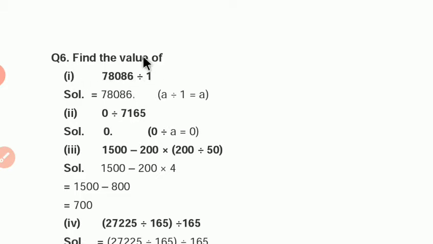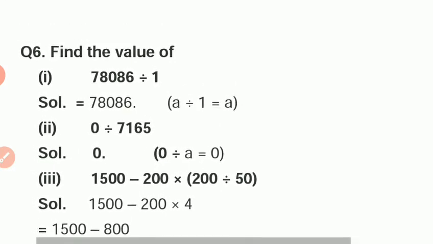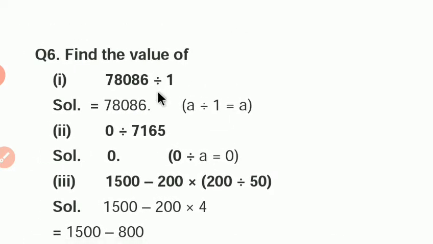Find the value of. Here question number 1 is given: 78,086 divided by 1. We had studied that by the properties of division of integers, if we divide any whole number by 1, the answer is the whole number itself. So if we divide 78,086 by 1, we'll get the same answer, 78,086.